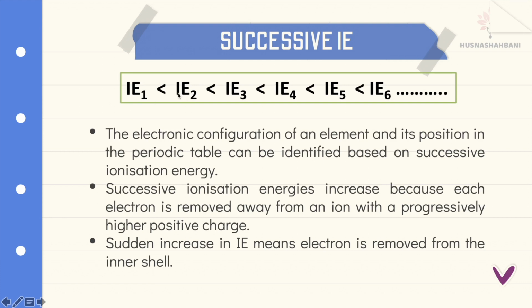So if you want to remove the second electron, it's harder and harder because the positive charge is constant. You remove more and more electrons, but the number of protons remains the same. That's why the successive ionization energy increases. A sudden increase in ionization energy means an electron is removed from the inner shell.